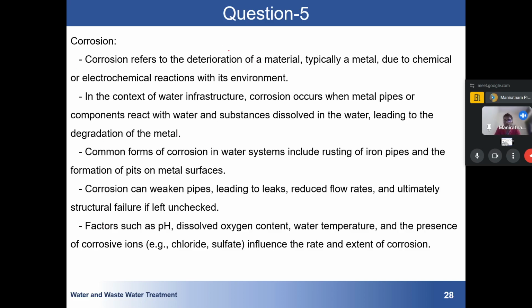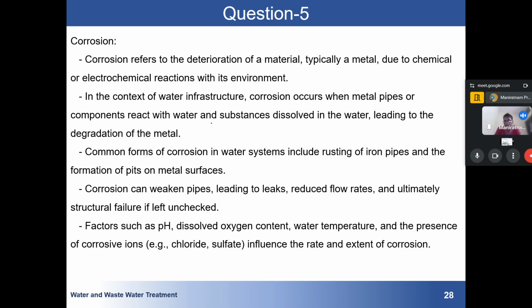Corrosion refers to the deterioration of a metal due to chemical or electrochemical reaction with its environment. Nothing rocket science in this statement. In the context of water infrastructure, corrosion occurs when metal pipes or components react with substances dissolved in the water, leading to the degradation of the solid. So, metal pipe components react with the water.